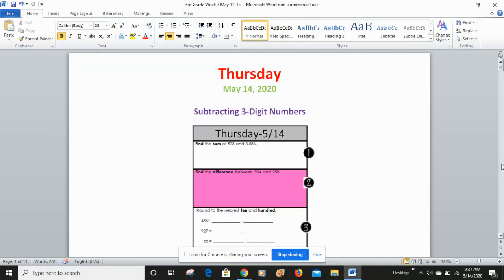Graders, Mr. Askelson here. It is May 14th, 2020, and today on our matrix we are doing a list of activities, but we're going to focus on finding the difference or subtracting three-digit numbers.